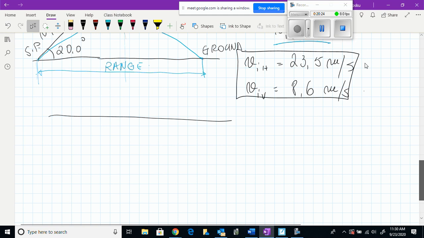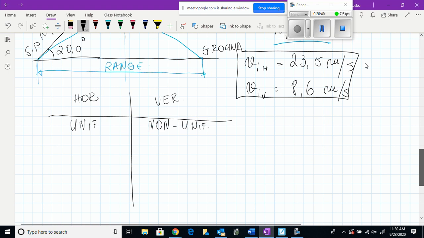Okay, so now after we have those two values of the given initial velocity, we will construct the table. The table is using those values, horizontal and vertical. But I still want you to write, this is uniform and this is non-uniform. Why do I need you to write this? It will help you even on physics 30.